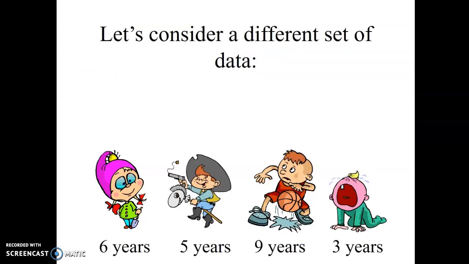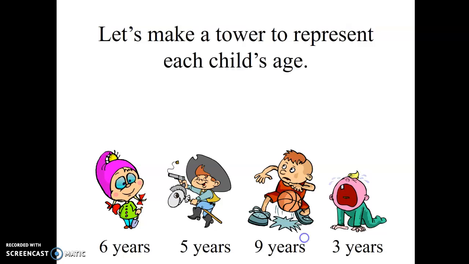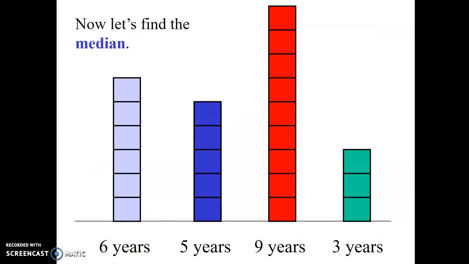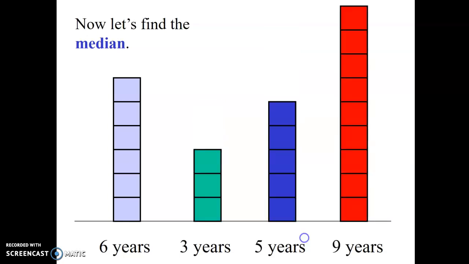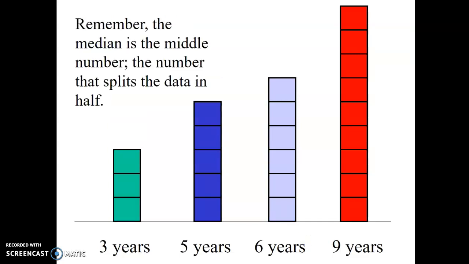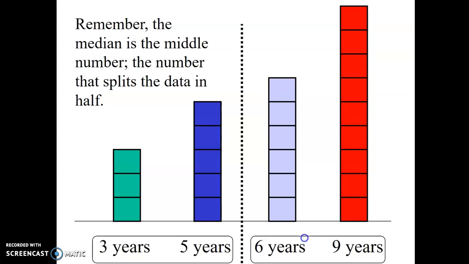Let's look at a different set. Here's another group of kids. We're going to make towers to represent each of their ages. And then we need to find the median of this group. So to begin, I need to put the children in order from youngest to oldest. Then I'm going to find the middle number because that's what the median does. It splits it in half. But there is no number in the middle. But I can still divide the data into 2 equal parts.